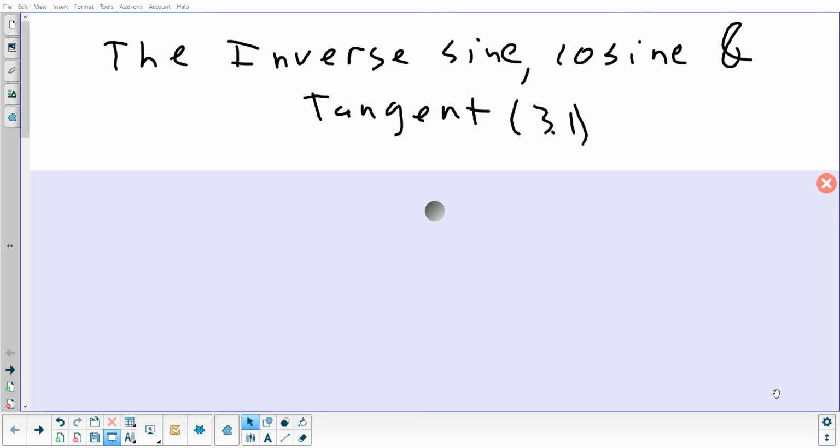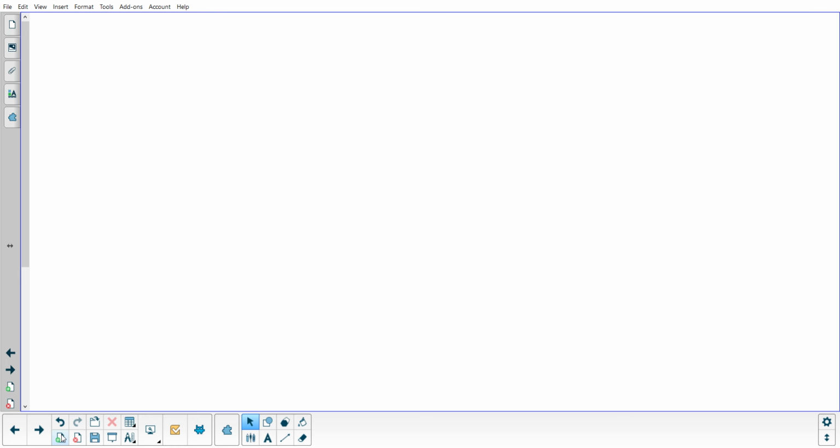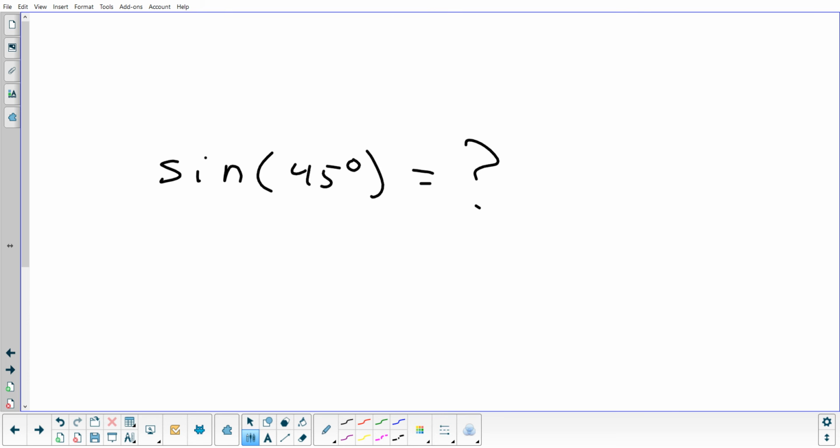So last week we looked at section 2.2, which was on unit circle trig. And the kind of question you would have seen last week, like from the test, would have been something like this. I would have given you a trig function, given you an angle, and then I would have asked you for the question mark: what is the sine of 45 degrees?